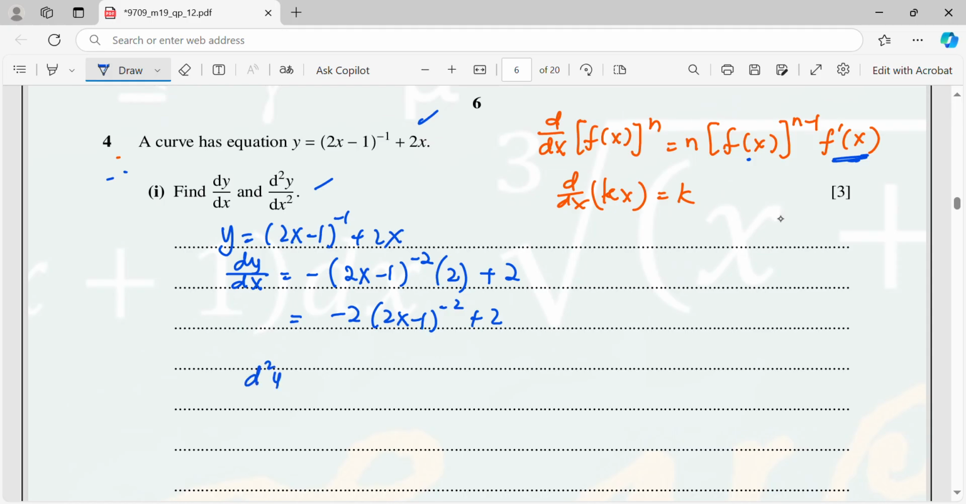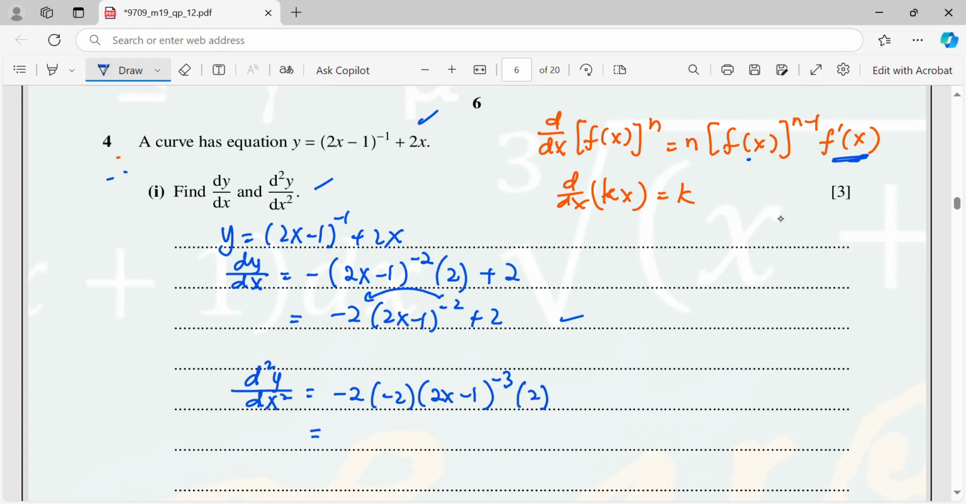So now my second derivative will be the differentiation of the first derivative. Again, this minus 2 will be brought down. So I get minus 2, then (2x minus 1). Now the power, instead of minus 2, you have to minus another 1, it becomes minus 3. And inside the bracket, when you differentiate 2x minus 1, that is 2. So the plus 2 becomes 0.